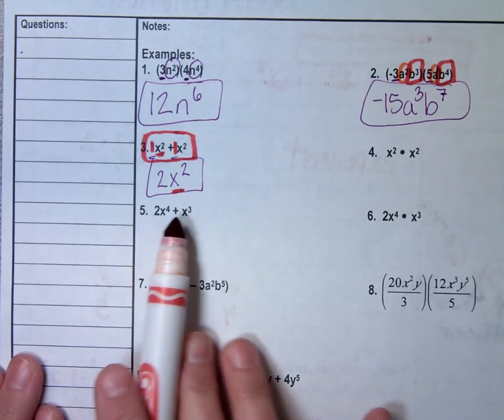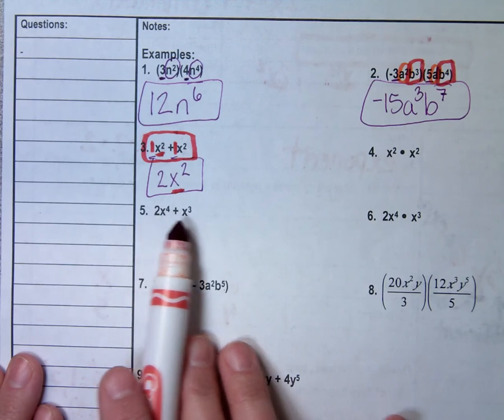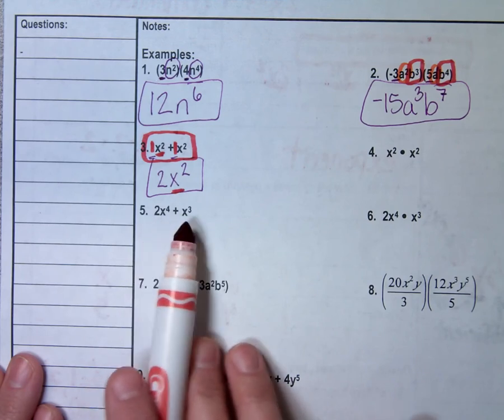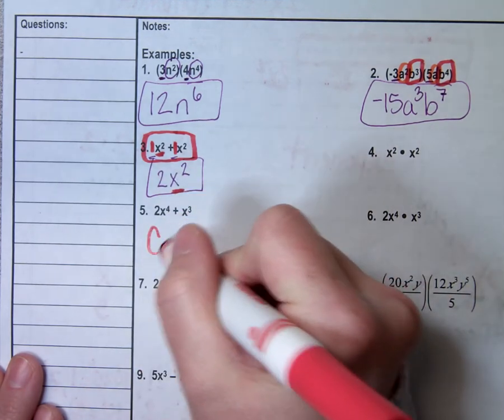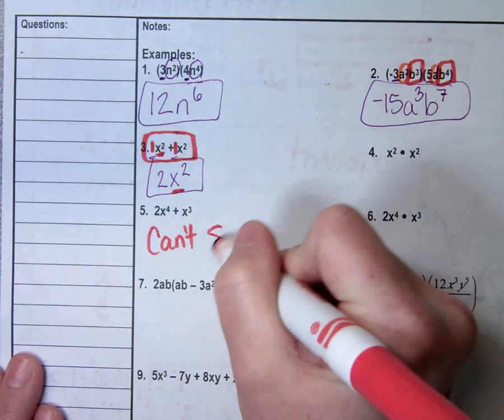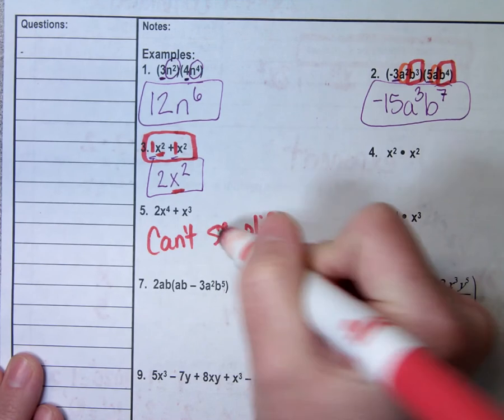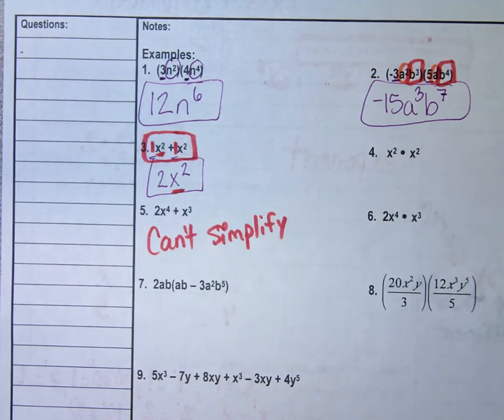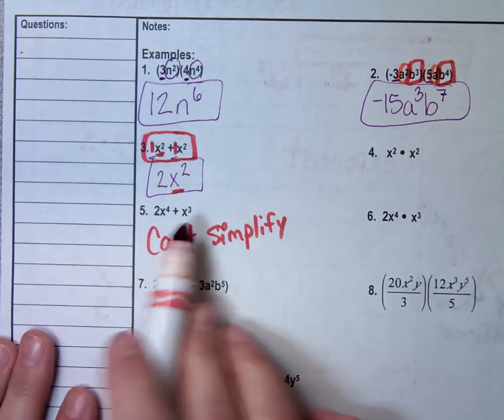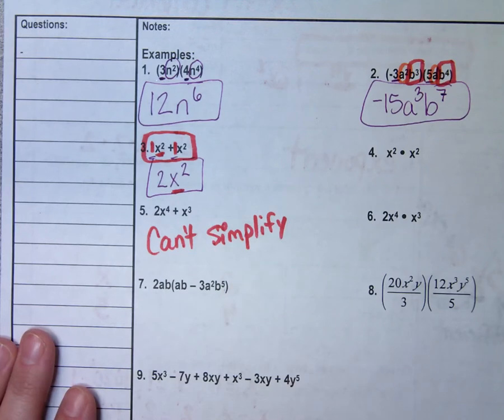Looking down here at number 5, I'm trying to add. But do I have like terms? I don't have like terms, so I can't simplify number 5. It is already simplified just the way it is, so that will be my answer. Now, I can multiply them, but I can't add or subtract them.